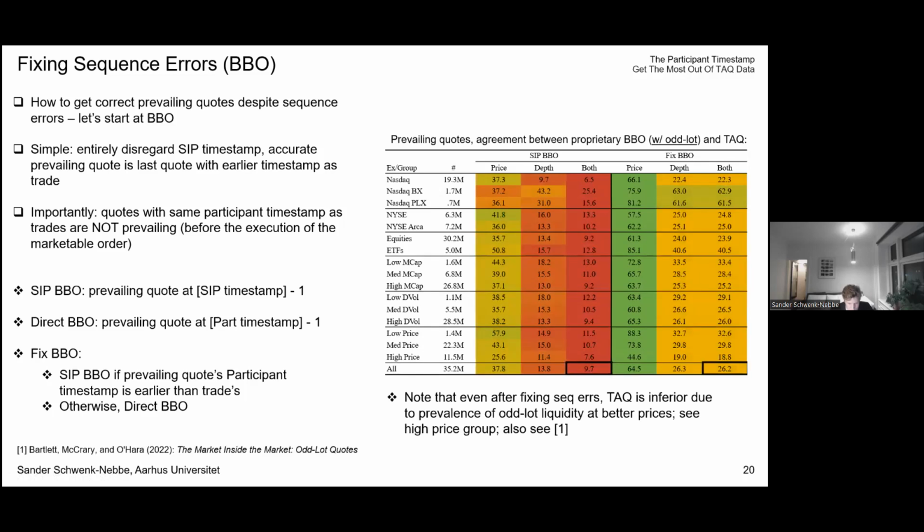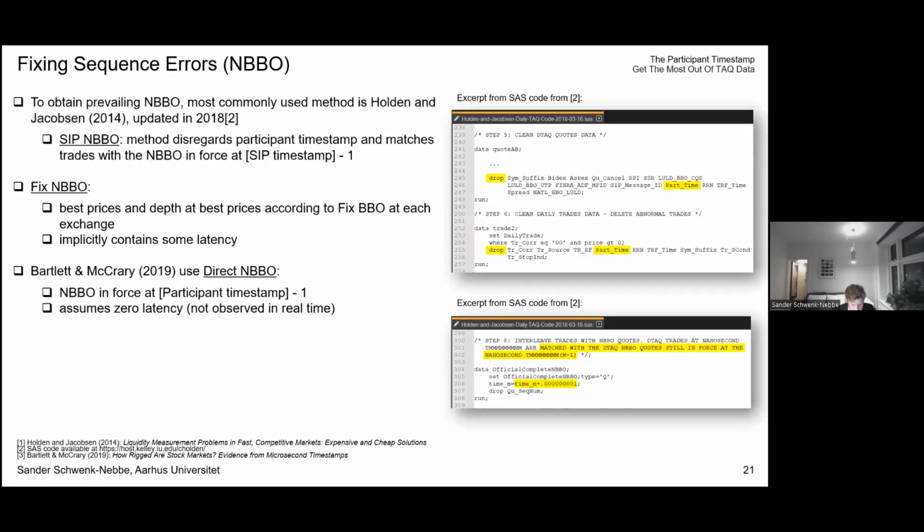prevailing quotes. Now, with odd lot liquidity, this is something else, but we cannot expect that from TAQ because TAQ does not include odd lot liquidity anyways. But there's a nice paper about this topic, and I don't have enough time to cover this, unfortunately. But just know this, even if we fix sequence errors in TAQ, odd lot liquidity is still a big problem. And that is simply not reported in TAQ.